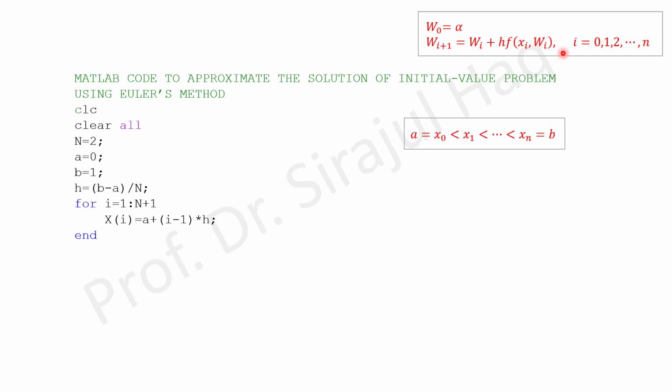This is the Euler method. Just write the Euler method. So let's use, what I am saying, w1 instead of w0, I'm using 1. w1 is equal to alpha. So that is the first line.